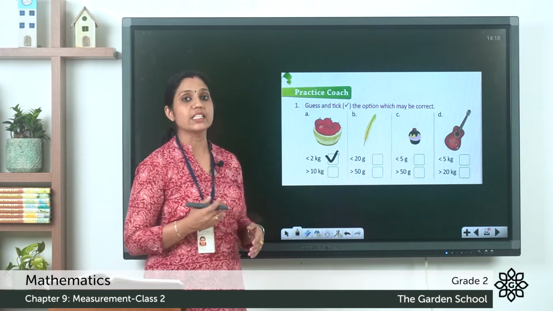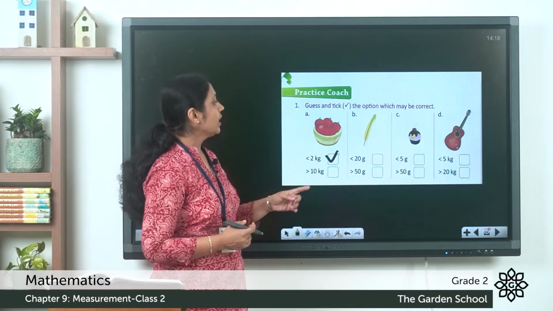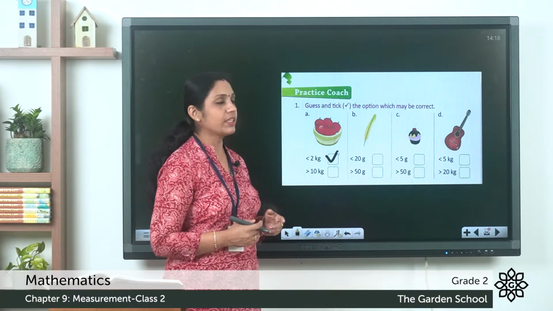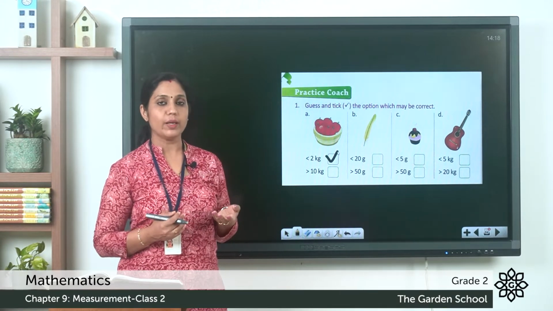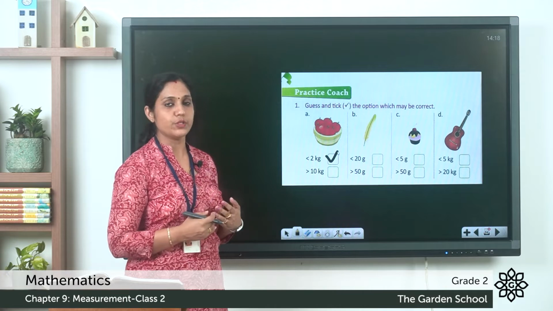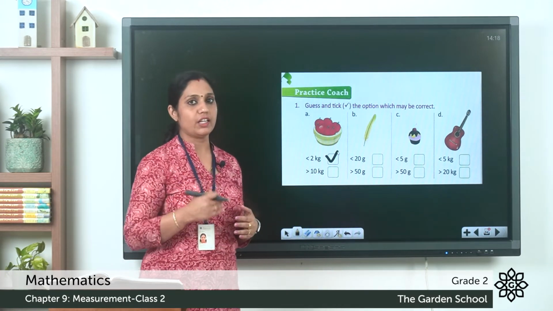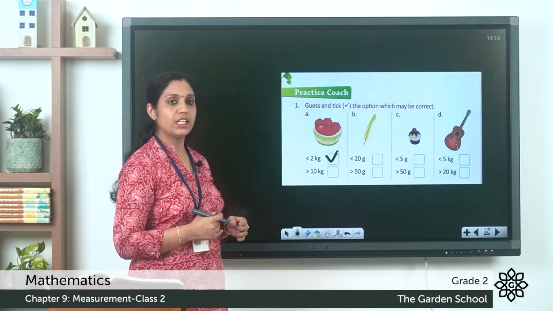The next one is a feather and it's given less than 20 gram, greater than 50 grams. Here you can see gram is given because it is a lighter object. So is it less than 20 gram or greater than 50 gram? It will be less than 20 gram.